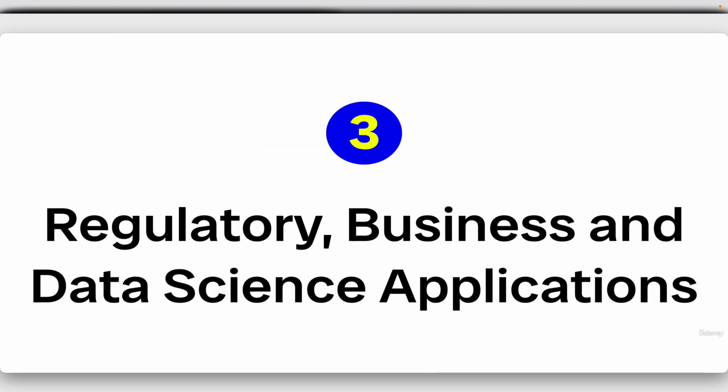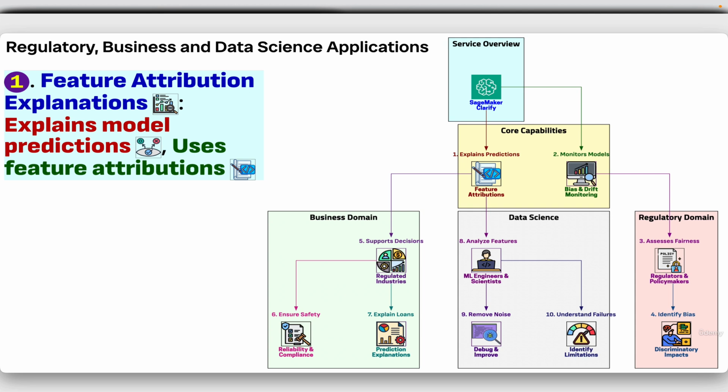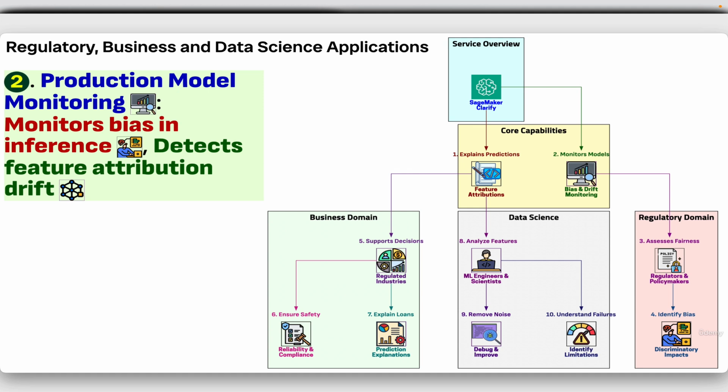Next topic is regulatory, business, and data science applications. So we'll see how this is getting used in these three: regulatory, business, and data science applications. SageMaker Clarify helps explain how your models make predictions using feature attributions. It allows for the monitoring of inference models in production to detect both bias and feature attribution drift.